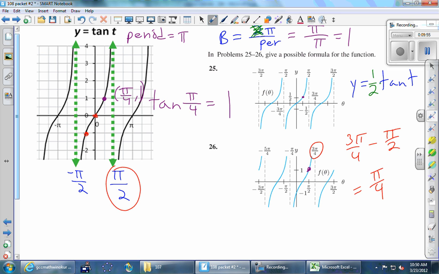So the last piece here is to write the equation. I know that left-right movements are inside those parentheses. How do you move to the right? Subtract. So I think that that's an equation of the graph.